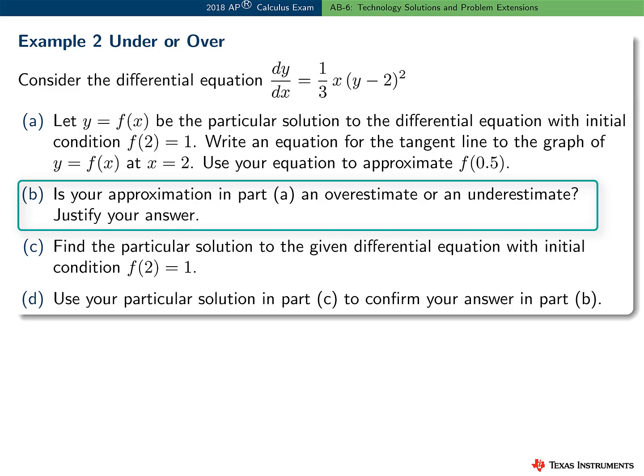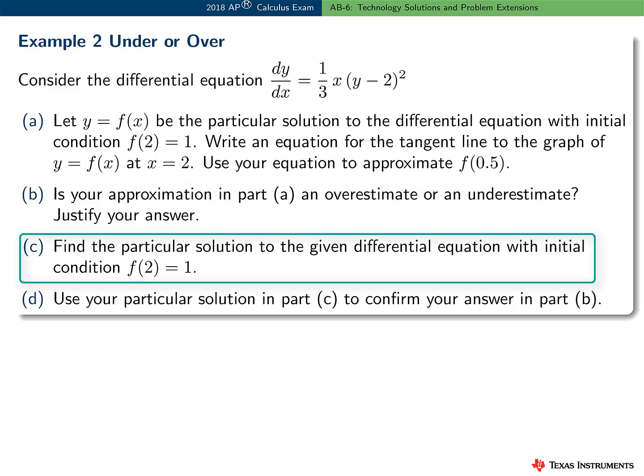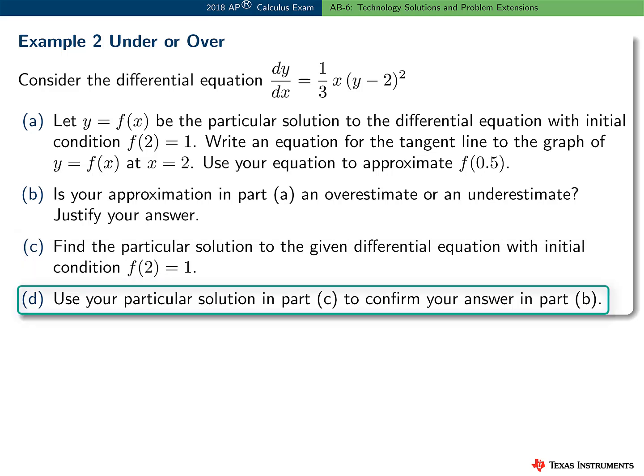In Part B, determine whether the approximation in Part A is an overestimate or an underestimate. In Part C, find the particular solution to the differential equation with initial condition f of 2 equal 1. And finally, use the particular solution in Part C to confirm your overestimate or underestimate answer in Part B.